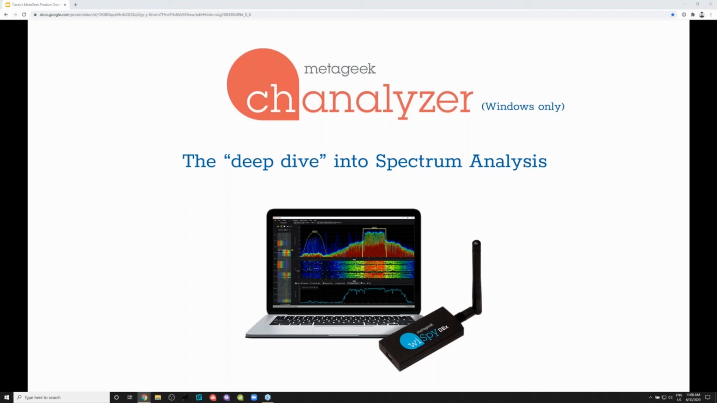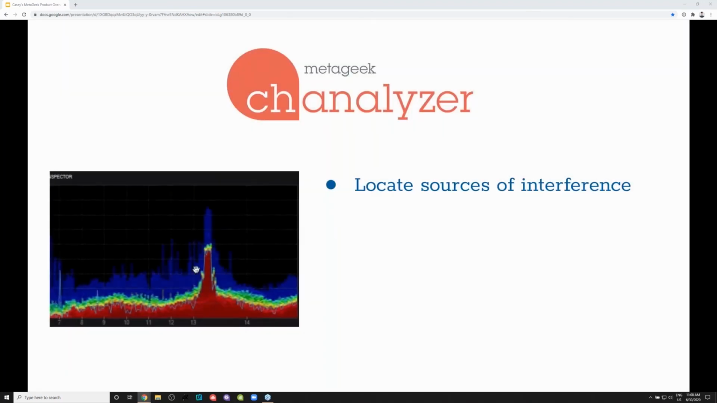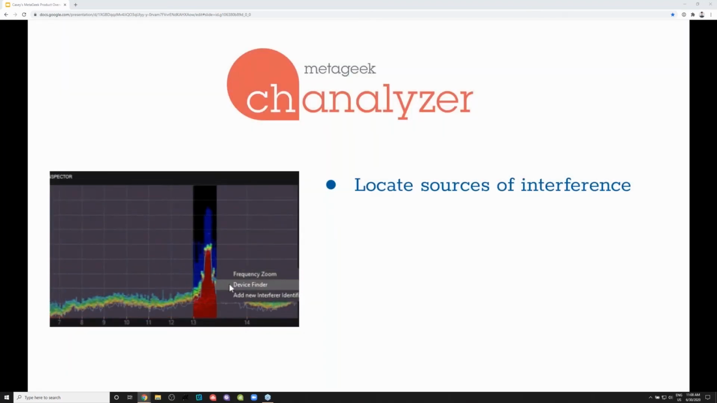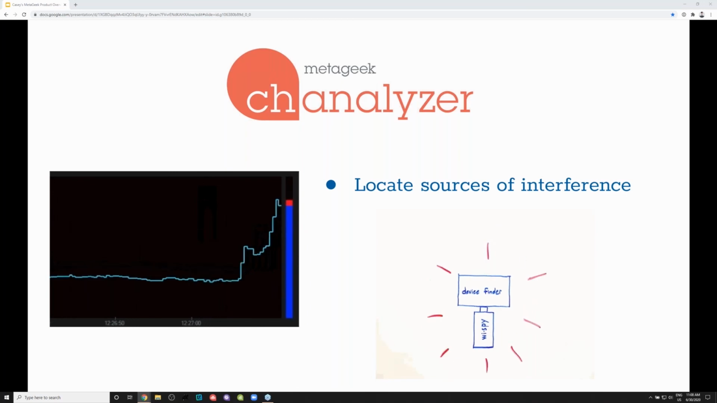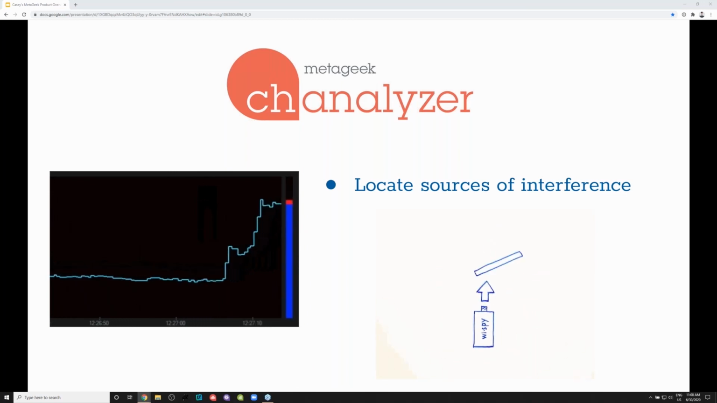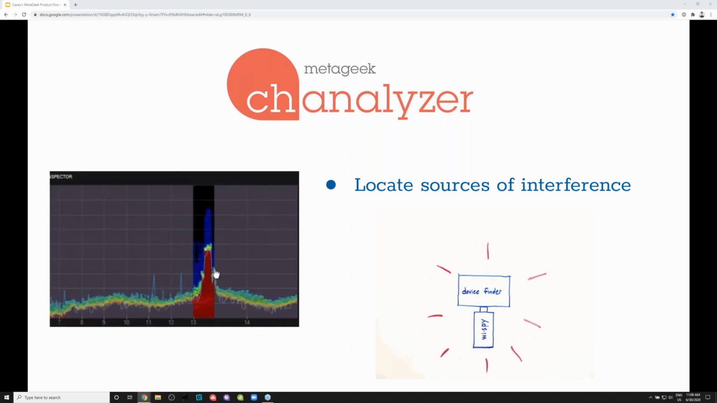So, to get into some selling points of Chanalyzer, we call this the deep dive into spectrum analysis. Again, it's Windows only, and its main focus is spectrum analysis, and it has a little bit of Wi-Fi scanning built in as well. You can locate sources of interference, which is really nice. The Chanalyzer Essential Bundle, which Streakwave offers and sells, comes with a directional antenna. If you remove the omnidirectional antenna that comes with the Wi-Fi adapter, you can plug in the directional antenna and directionally locate sources of interference.